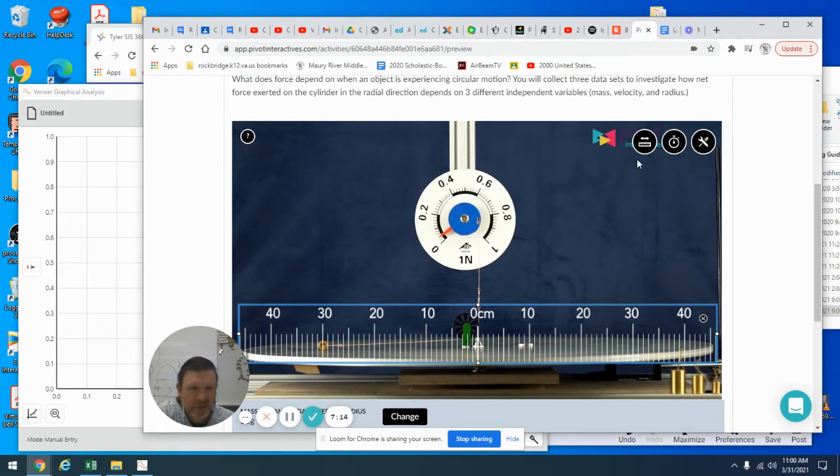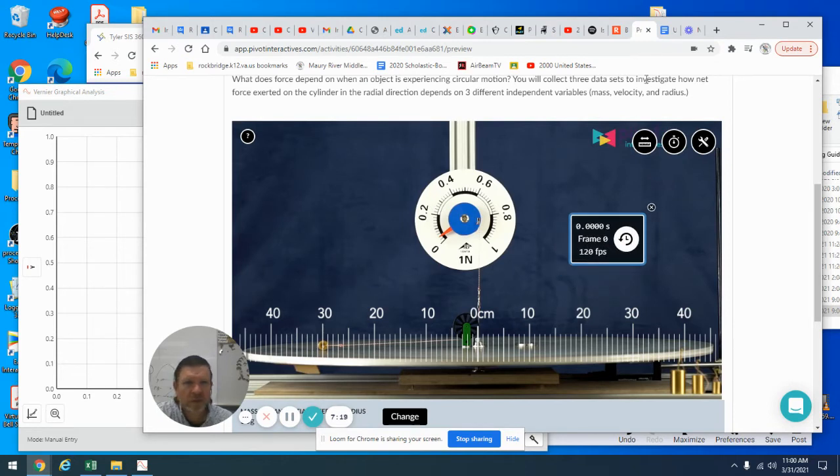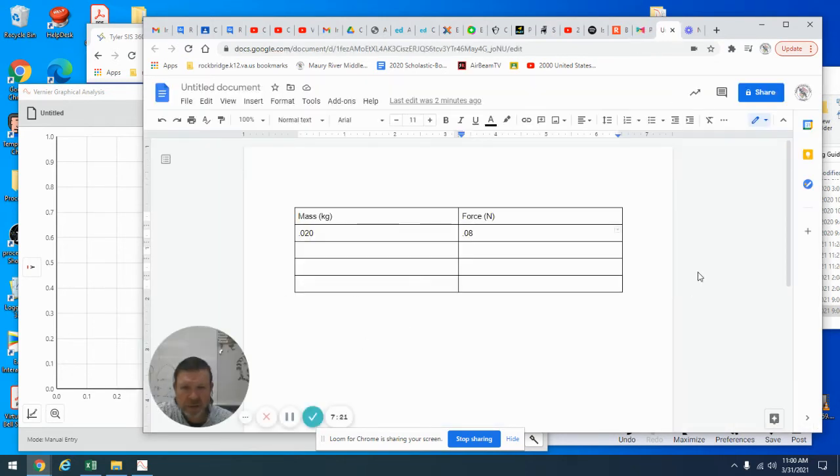Well, it's traveling in a circular path. So here's what we need to do. When something's moving in a circle, let me just get out of this data table here. So the next thing that you're going to have in your document, sorry to interrupt myself, is a graph of force versus mass. That means force is going to be on your vertical axis, mass is on your horizontal axis. Okay, and then I'm going to have another data table, which I'll insert here in a minute.